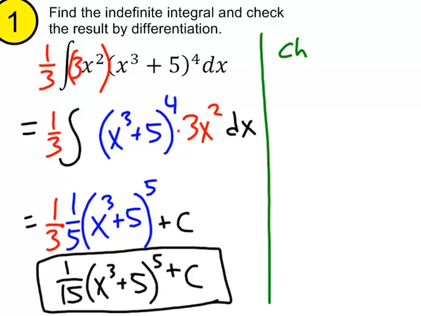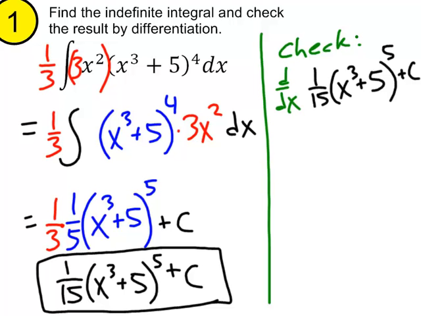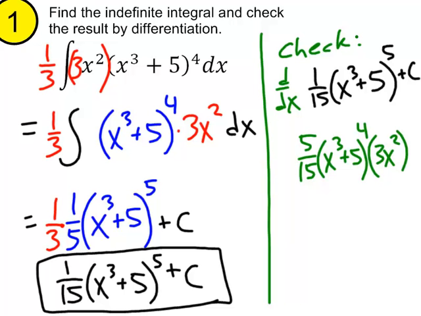So let's check by doing d over dx of our answer. Applying the power rule and the constant multiple rule, 5 times 1/15 will give us 5/15 times (x cubed plus 5) now to the 4th power, where we recall the chain rule, 3x squared. The derivative of c here gives us 0, so we don't worry about it.